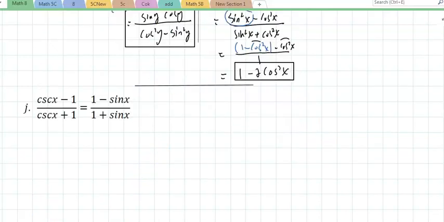Okay, the last example of these types, I glanced at this again. I noticed the right side only has sines, the left side cosecant. So probably I start with the cosecant because I know that I could write a cosecant as 1 over the sine of x. And if I look at this problem, I notice that the LCD for the top and the bottom is sine of x. So I multiply top and bottom by that.